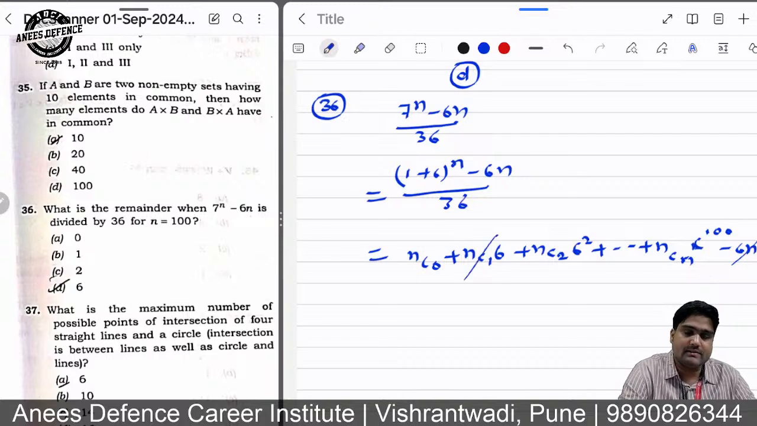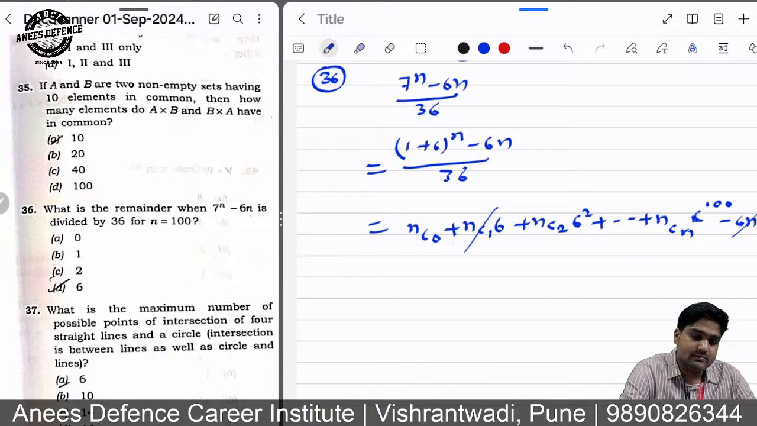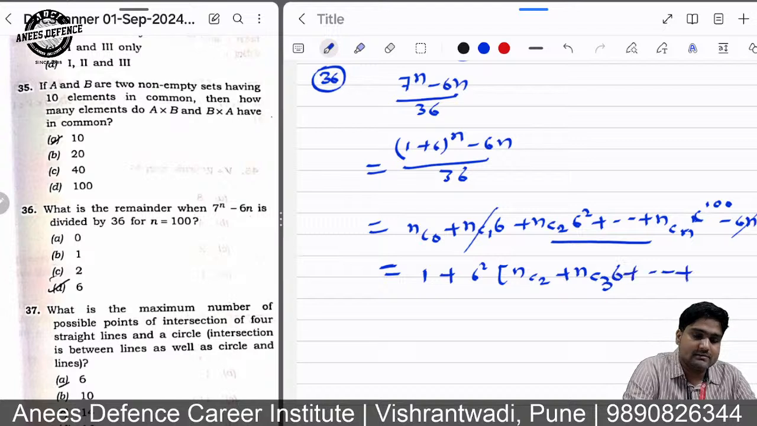6n, or nC1 times 6, gets cancelled out because nC1 value is n, so nC0 is 1. Now we can take 6 squared common from all the last terms, so it's nC2 plus nC3 times 6, and so on, and the last term is nCn times 6 raised to power 98, because we took common 6 squared. So we can consider this one as k. So it's 1 plus 6 squared times k.